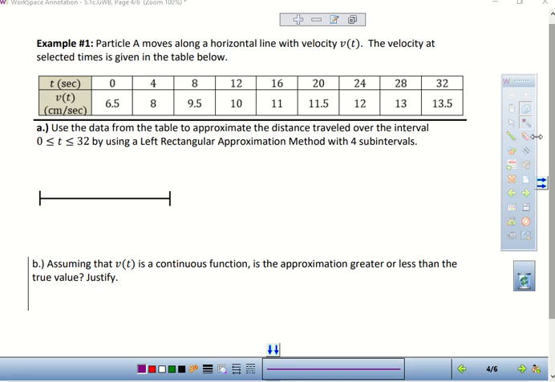So when it's equally spaced, we know that we can adapt the data values, so we have more flexibility versus when it's not, we just have to go with what was given to us. So it says here, use the data from the table to approximate the distance traveled over the interval from 0 to 32 seconds using left rectangular approximation method with 4 subintervals. So 4 subintervals just means 4 rectangles, which means we need how many data values? 5 data values.